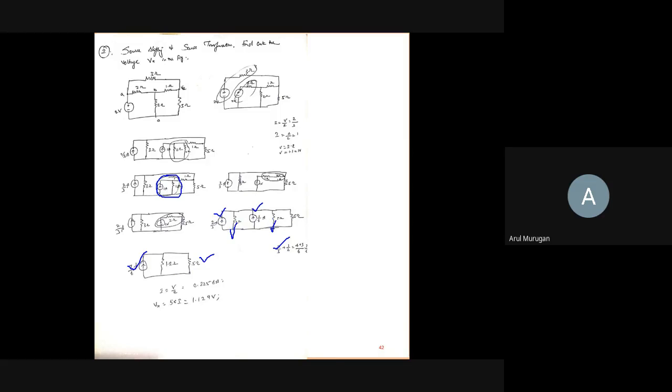Then these two resistances are in parallel, so replace them with a single resistance. Then after that, if these two resistances are in parallel, replace them with a single resistance. So this is the method for the source reduction technique. Source reduction technique.